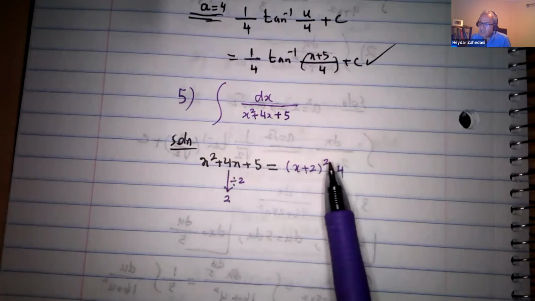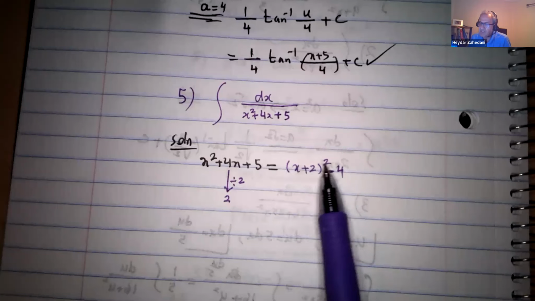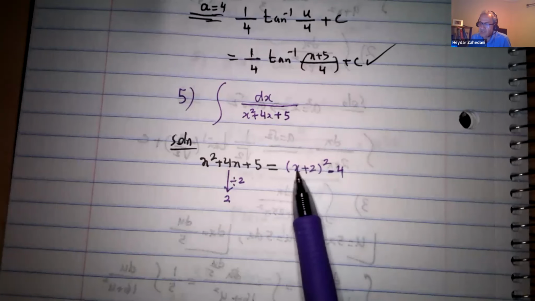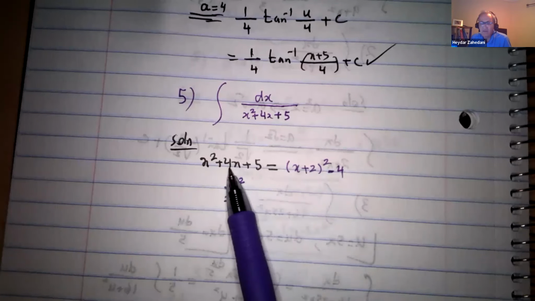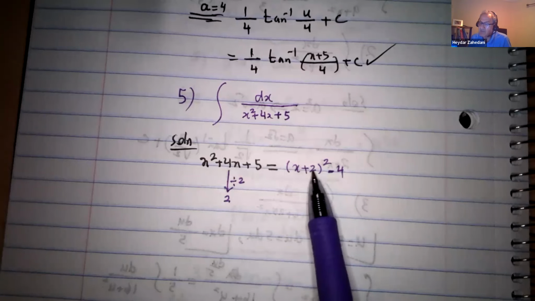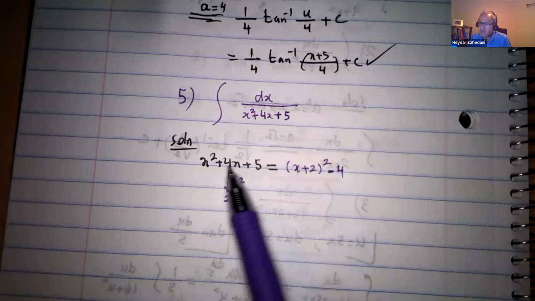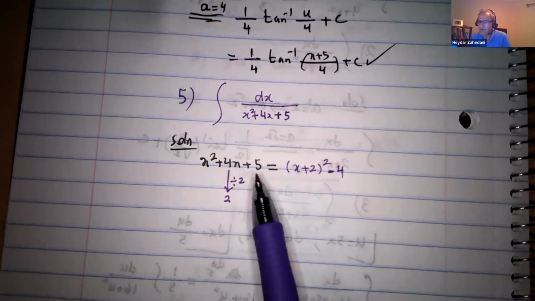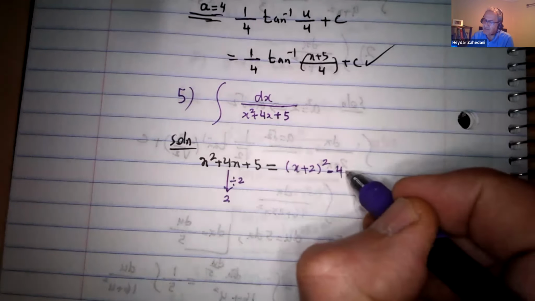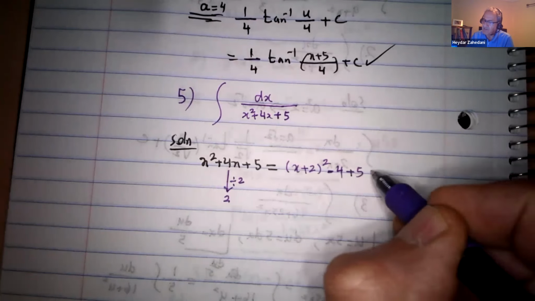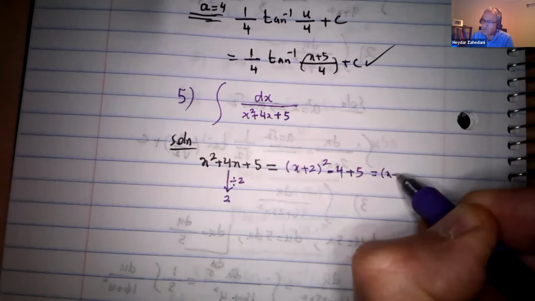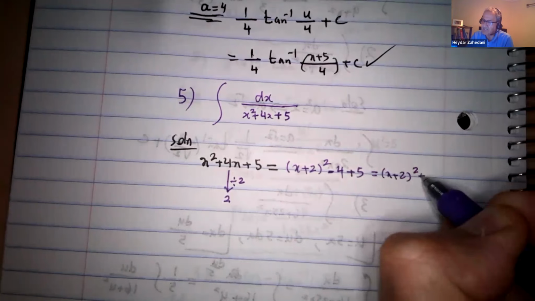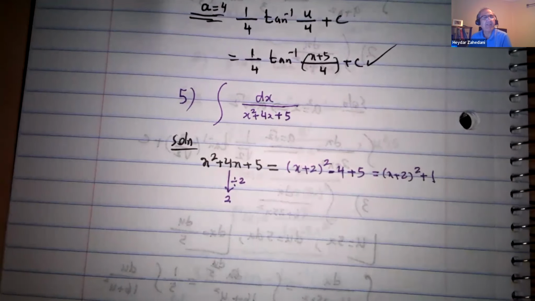twice the first times the second, 2 times 2 times x, 2 times 2 is 4, times x, 4x. But it's going to be plus 2 squared. 2 squared is 4. You don't have the 4 here, so we subtract the 4. But there is a 5 here, we simplify. You see, if you add them together, that gives you x plus 2 all squared plus 1.